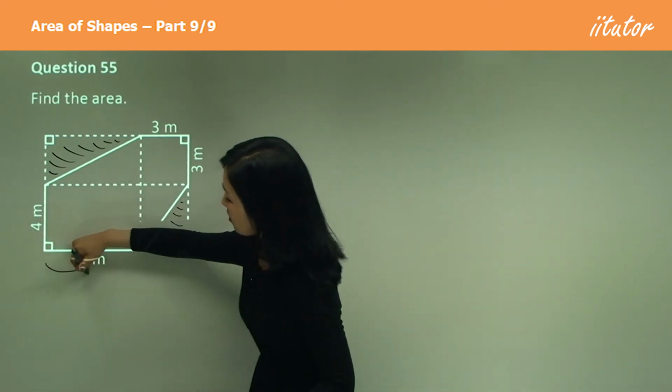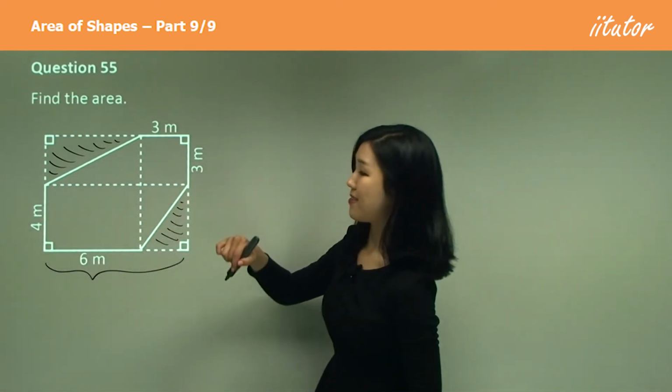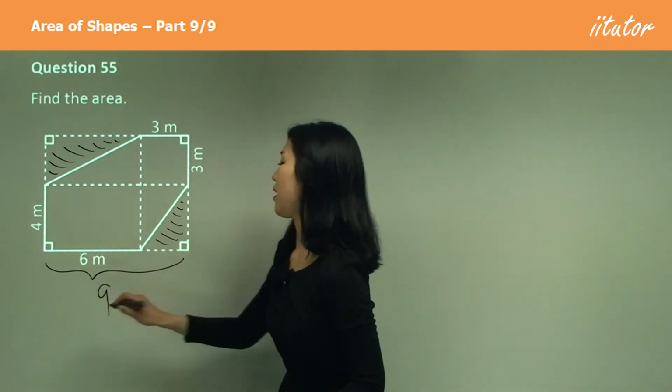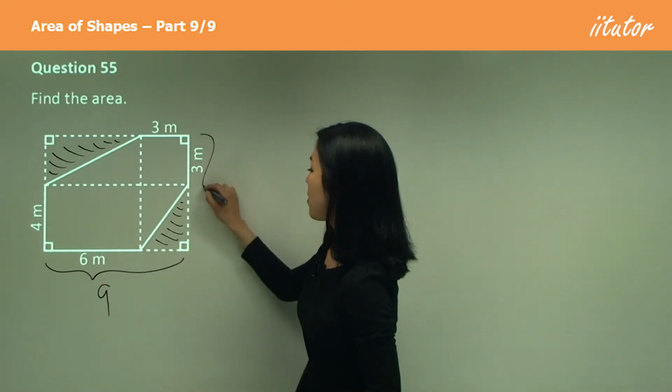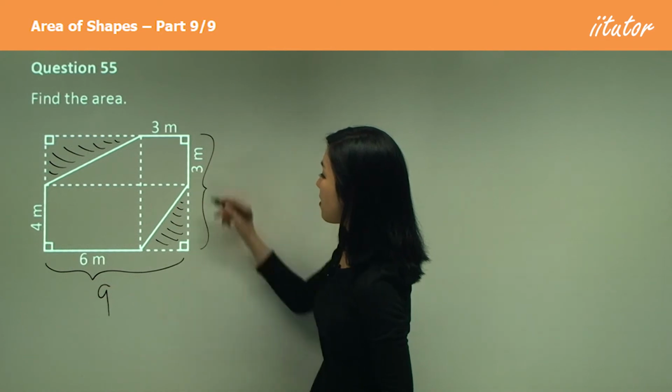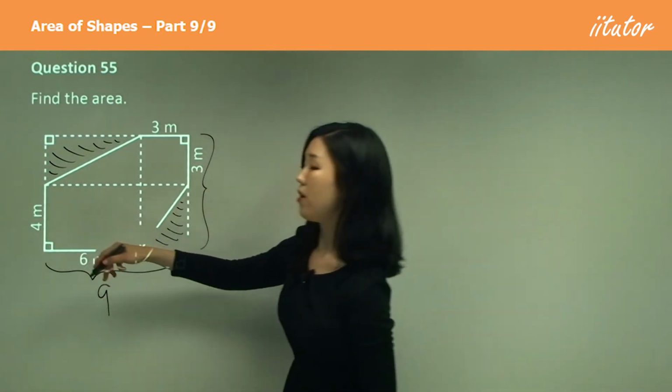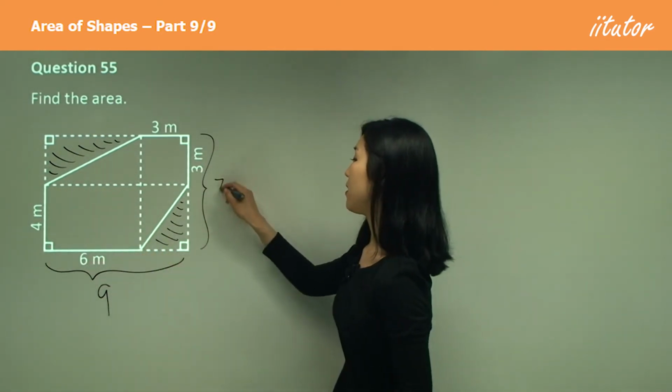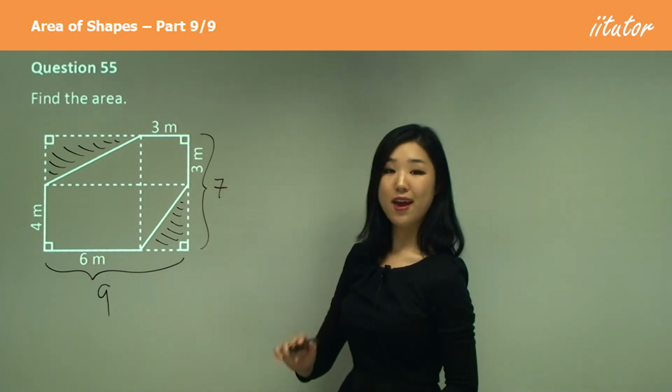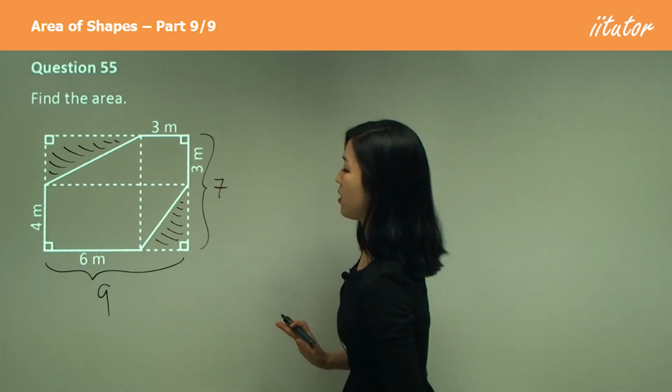So together, the length would be 6 plus 3, which is 9. And then the width here, you can see that this is 3, this is 4. So together, 4 plus 3, 7, that's the width. Okay, so we can find the area of the rectangle pretty easily.